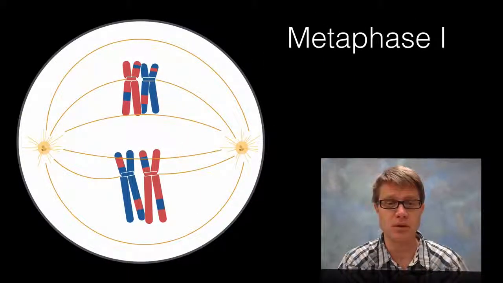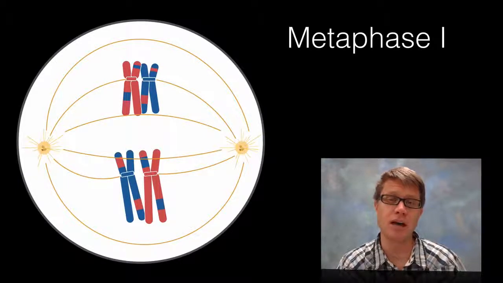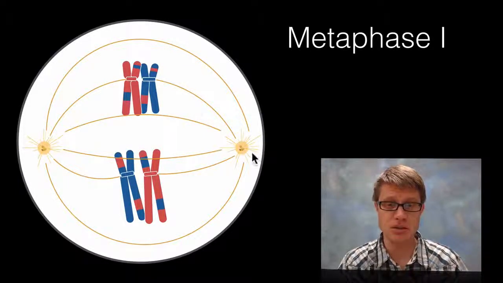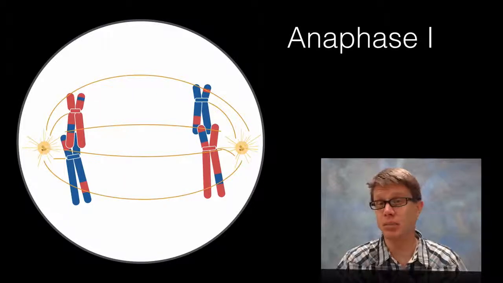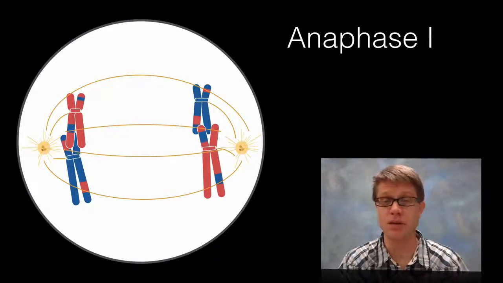Let's keep watching then. So another thing that happens in metaphase 1 is that spindle is going to attach. So you can see that the centrosomes move to either side of the cell, and the spindle attaches to the centromere of each of those homologous chromosomes. During anaphase, it's pulling them apart. So we can see that those homologous chromosomes now are going to either cell.